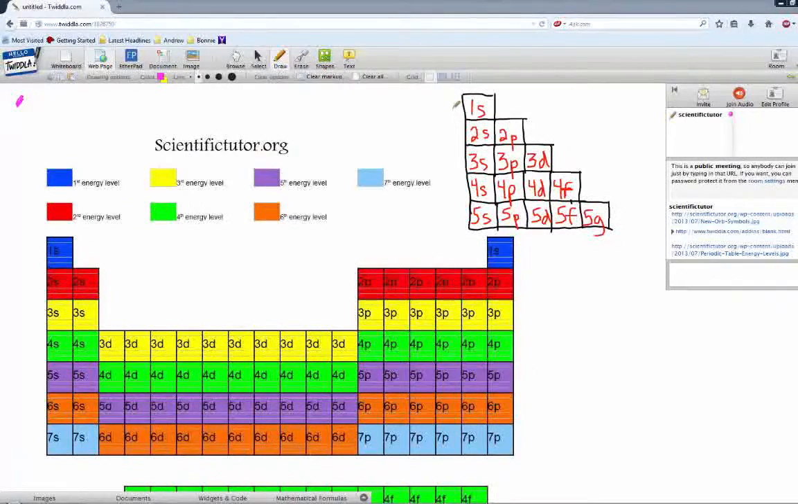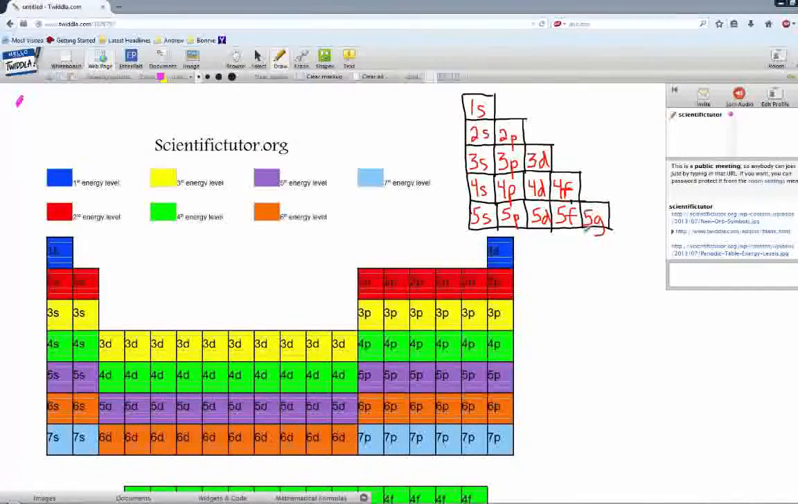At the start, the first energy level only has the s orbitals. The second energy level has the s and the p orbitals. The third energy level has the s, the p, the d, and so on and so forth. So as we add a new energy level, we also add a new orbital type.